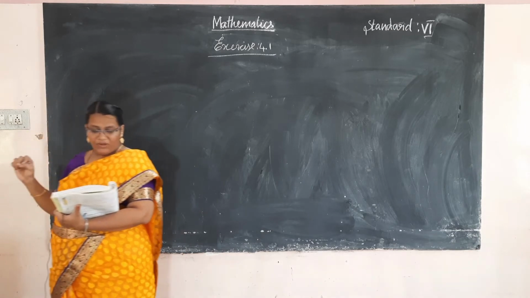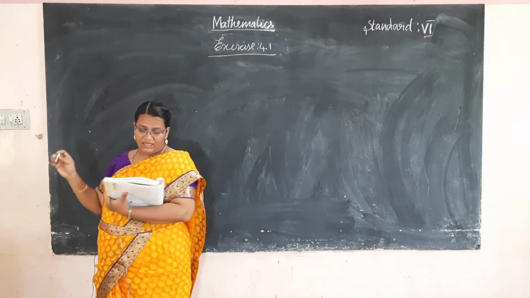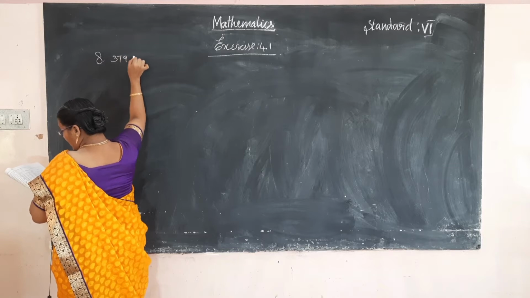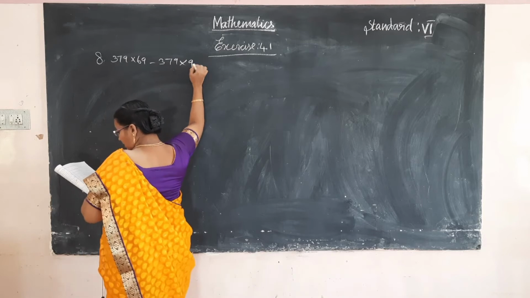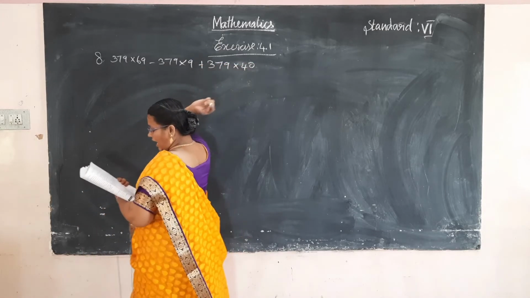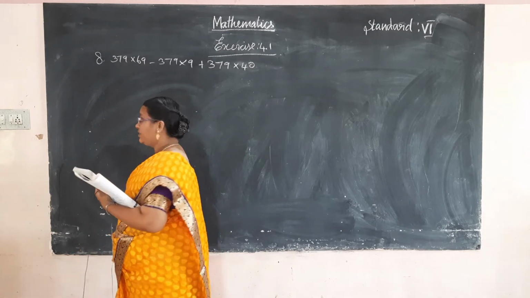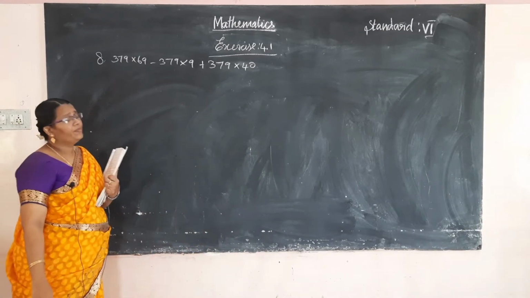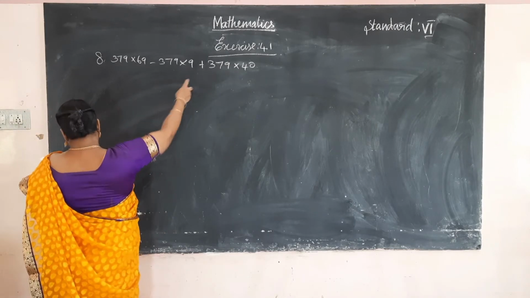Eighth problem: simplify 379 into 69 minus 379 into 9 plus 379 into 40, and name the property applied on it. Clearly we observe the distributive property, the distributive property of multiplication over subtraction and addition.